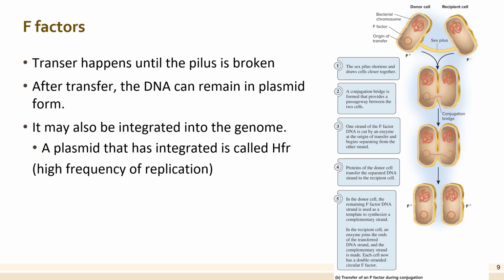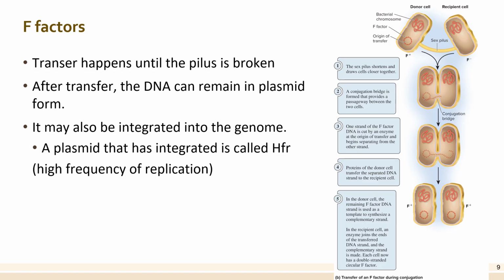And then the donor cell will transfer that fertility factor over to the recipient cell, and the recipient cell will now be able to be a donor. Sometimes that gene, the fertility factor gene, is integrated into the genome. When this happens, this is a special situation called HFR, or high frequency of replication.